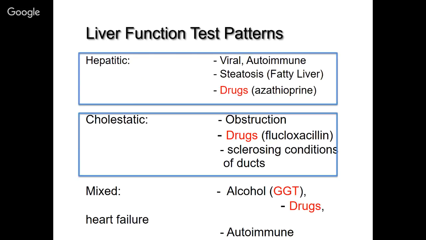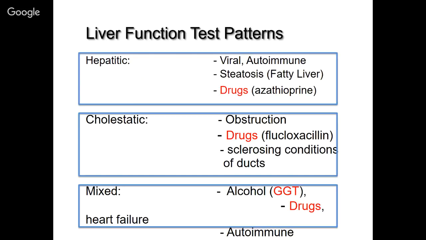If you had a cholestatic picture, of course, you think of obstruction by a bile stone, a gallstone, but you might also think of certain conditions which are not core year 2A at all, which are sclerosing conditions of the ducts. And of course, you can have mixed pictures, which you can see with heart failure, but also with certain drugs and alcohol.